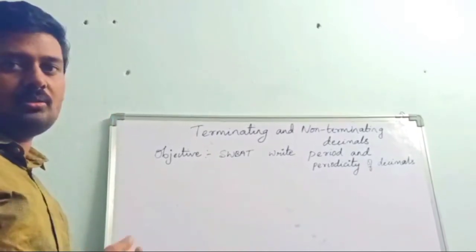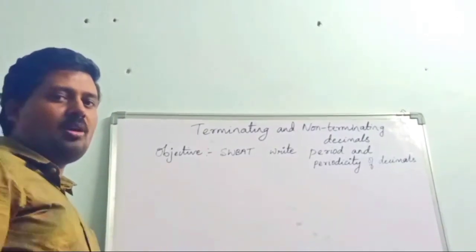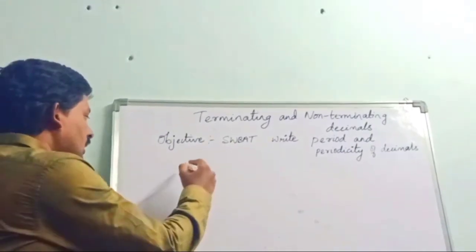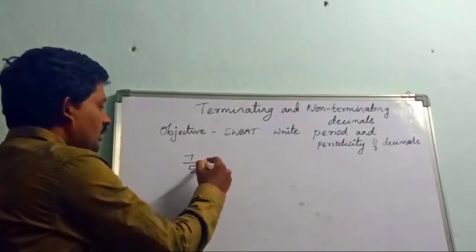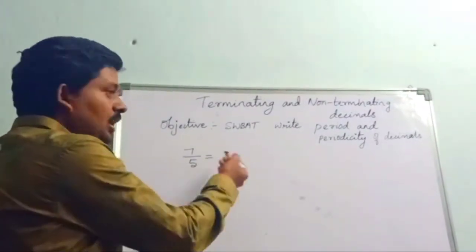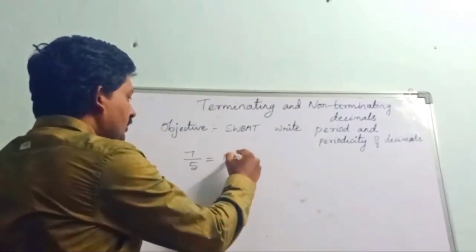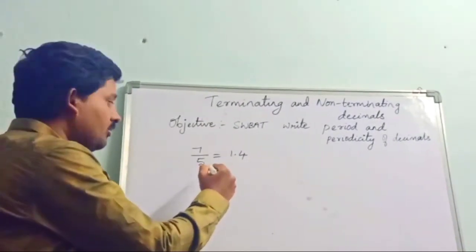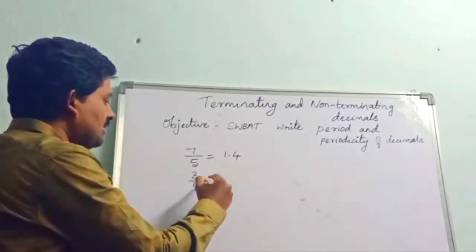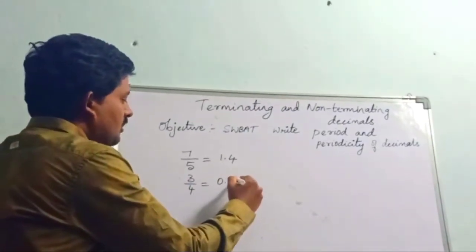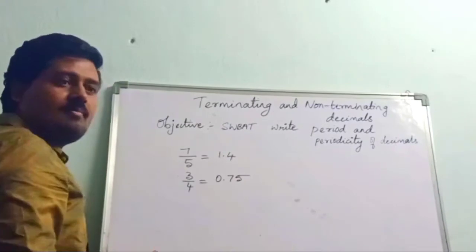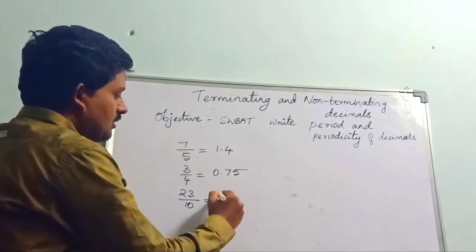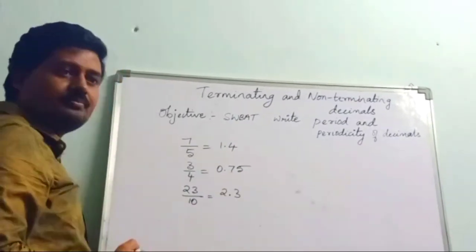Before actually going into the topic, we will have a small look at your homework problems given yesterday. The homework problems which were given were 7 by 5. I hope you got 1.4. And the other problems were 3 by 4, which is 0.75, 23 by 10, which is 2.3.